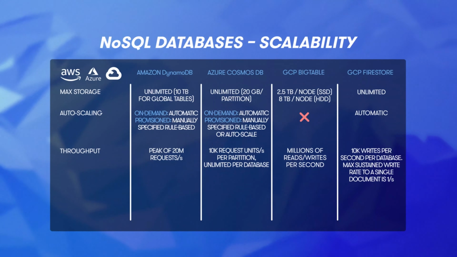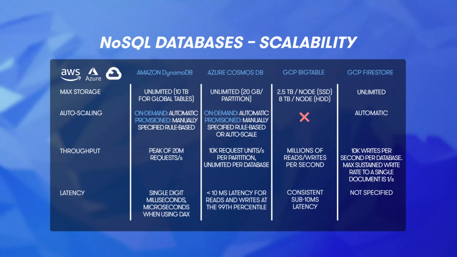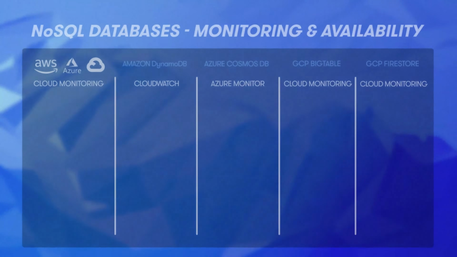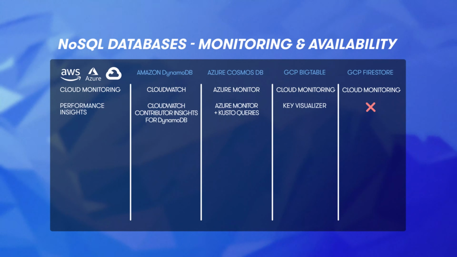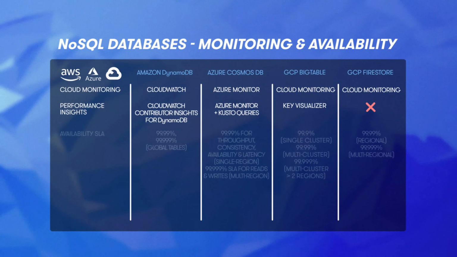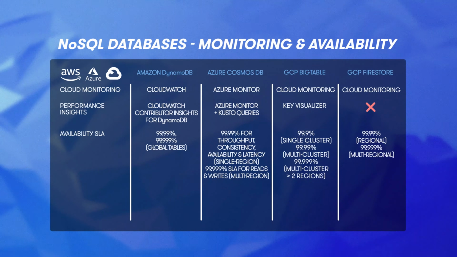The write performance on Firestore is relatively lacking compared to the other services though. Firestore is similarly lacking when it comes to latency, with no specified latency target, whilst the other services boast single-digit millisecond response times. DynamoDB is notable here with its optional DAX capability, providing microsecond response times. From a monitoring perspective, all databases have integration to cloud monitoring services, and they all have detailed performance insights, except for Firestore. All services have impressive cross-region availability of 5 nines, with lower availability SLAs for single-region instances.